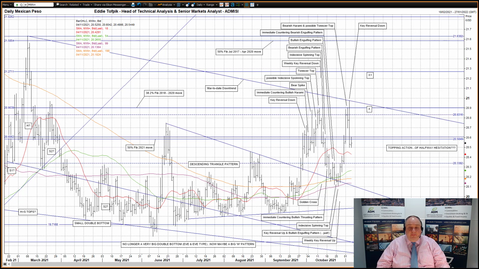Now, so far today, a reactionary attempt higher up to the 50% Fibonacci line at 20.5849 and a 38.2% Fibonacci line at 20.6062. The rise was based off of yesterday's low in the 20.5 area. However, the early attempt higher has not managed to push up through the overhead resistances, and we're back down around yesterday's close.